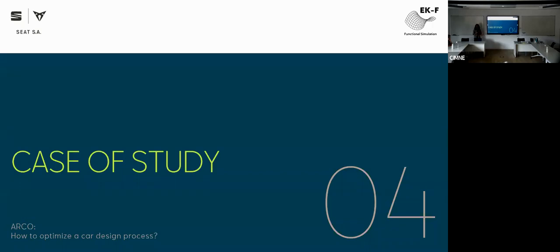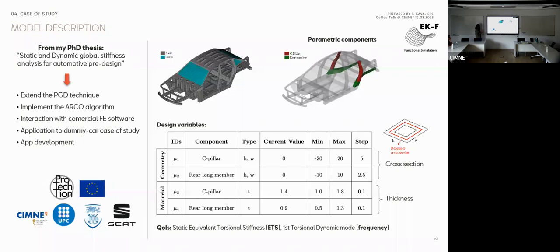Okay, so this is the main structure of the tool. And now, just to give you some results of the case study that I developed during the final part of my PhD thesis. So this comes from the thesis itself. The problem under study was exactly this kind of easy dummy car, a simplified car, not like real ones, I have to say, but where we considered four different parameters. Two were geometrical parameters, the cross section of the two car components colored in the slide, and the thicknesses of the same components. So we had these four parameters, and we wanted to construct some surrogate model to describe and predict the static equivalent torsional stiffness of the car and the dynamic behavior. So there's a frequency corresponding to the first torsional mode.